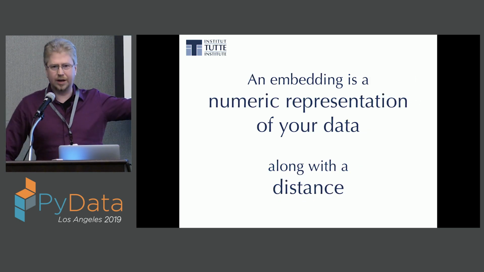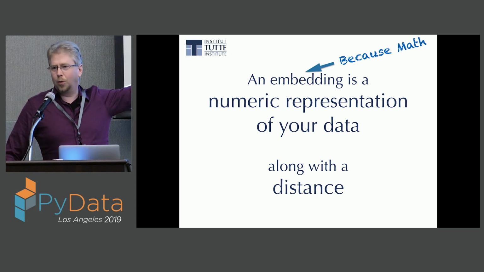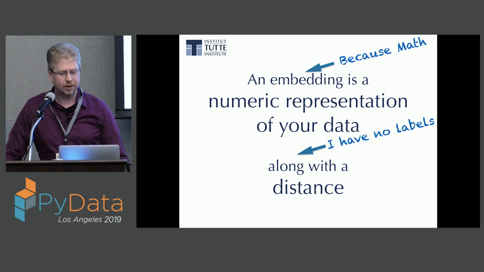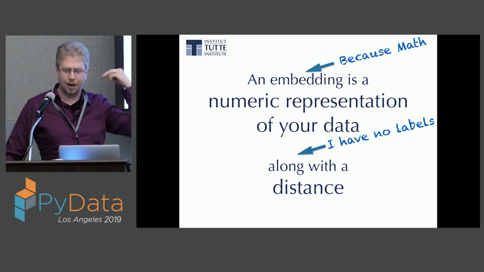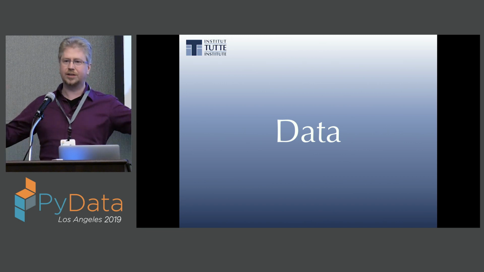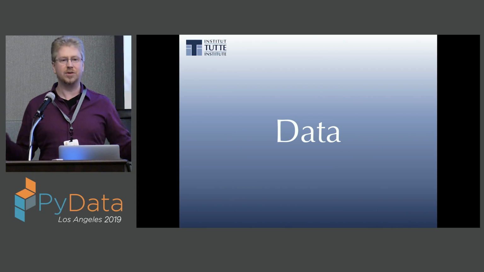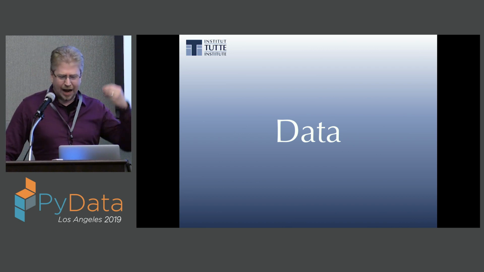So, again, we said we want a numerical representation of our data. Why? Because math. We want to be able to do math on our data. Math really likes numbers. And I said you need a distance measure because I have no labels. So math and no labels: I'm going to do unsupervised learning, I'm going to do embedding. Now, data. We're doing data science here. Everyone here is a data scientist. I can't do data science without data. Doing data science without data is like making beer without water or swimming without water, whatever floats your boat. Let's introduce some data.